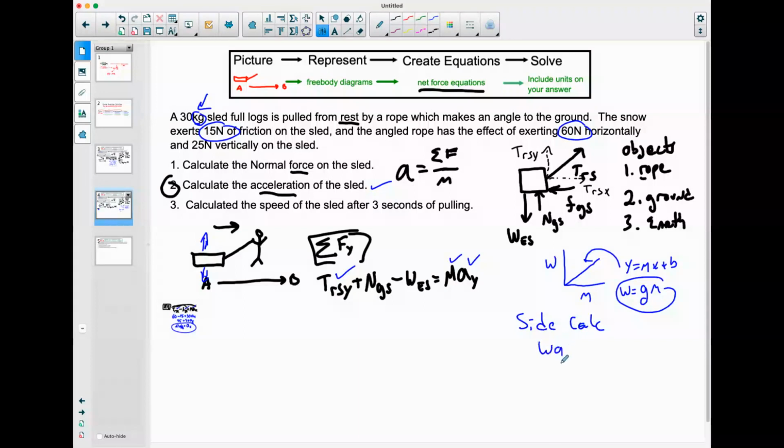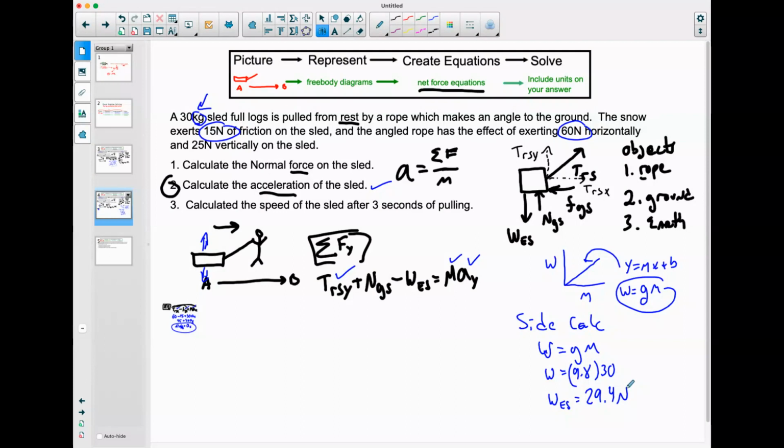Let's do that right now. W equals gm. And so g is 9.8, presuming this takes place on Earth, which I presume. And then the mass is 30. And that means the weight, which is the Earth pulling down on the sled, will be 294. Don't forget our units, newtons.